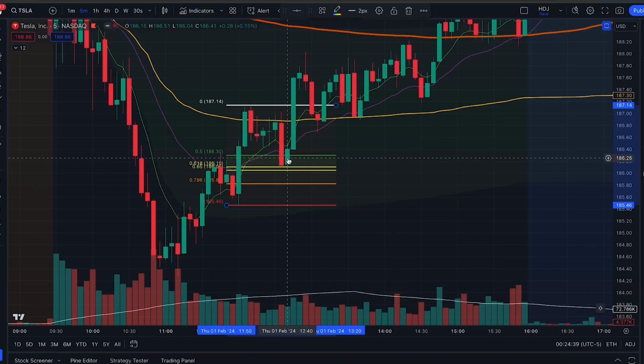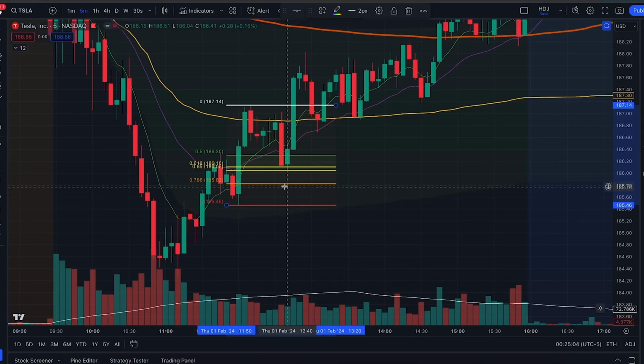So I would have entered for calls right here. My stop loss would have been in this area here, probably somewhere right in this area, because I don't really want to see it push past this 0.786. It's cool if it touches here because that's a deep discount, but I'll tell you what, you definitely don't want it to pass this line.